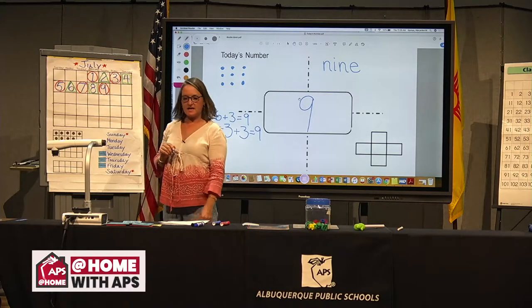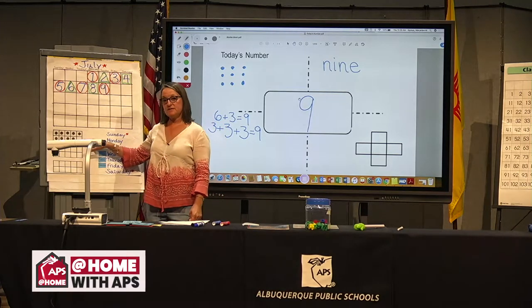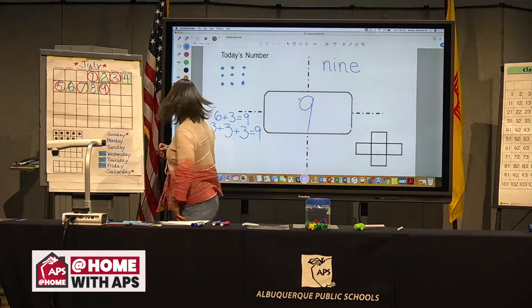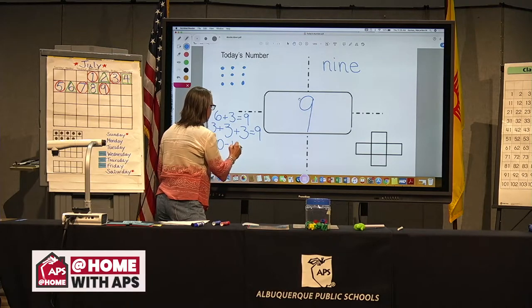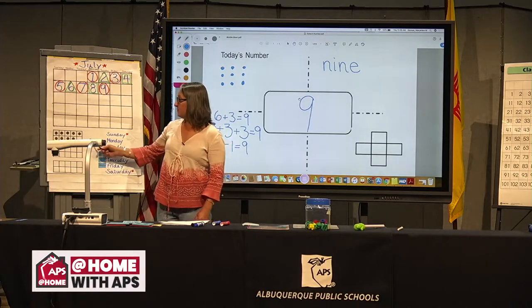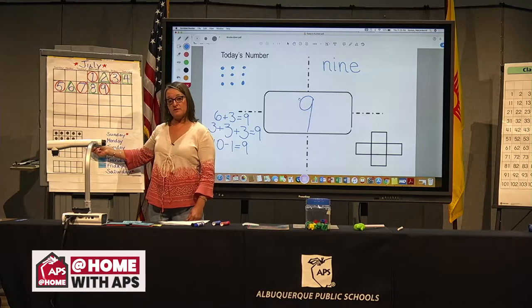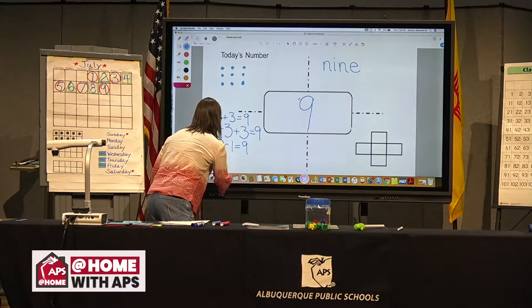We might also think about our 10 frame. How about some subtraction with our 10 frame? How many more do we need to get to 10? Just 1. So if we wanted to do some subtraction, we could do 10 minus 1 also equals 9. We have another addition sentence here too, right? 5 plus 4 also gives us that 9. We'll go ahead and write that one down too.